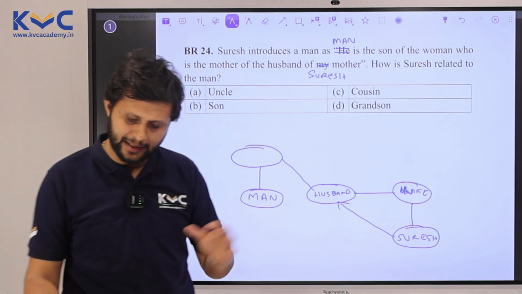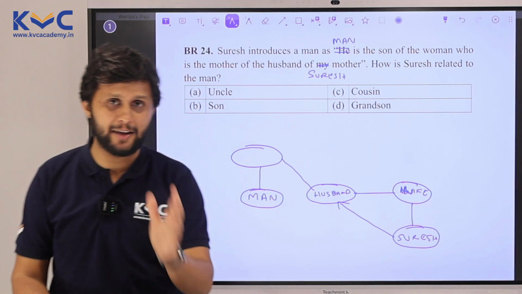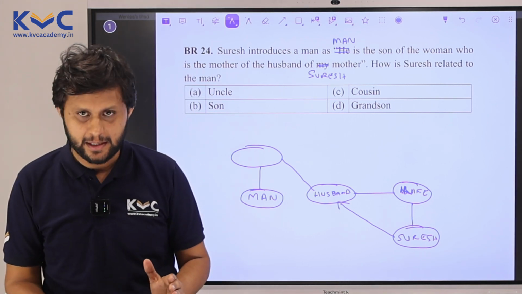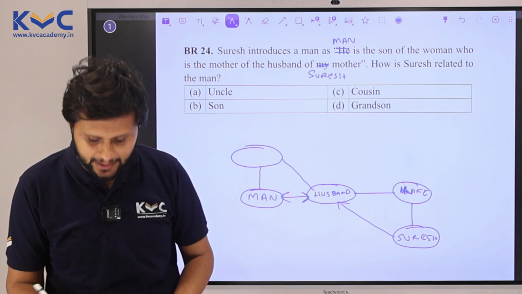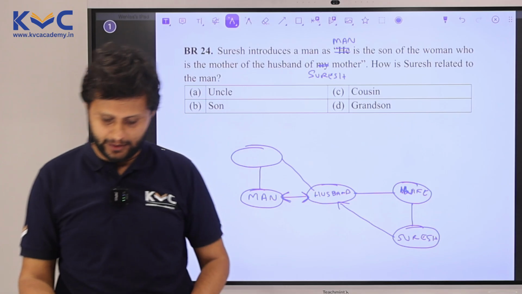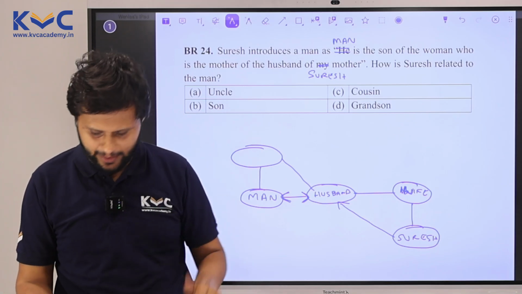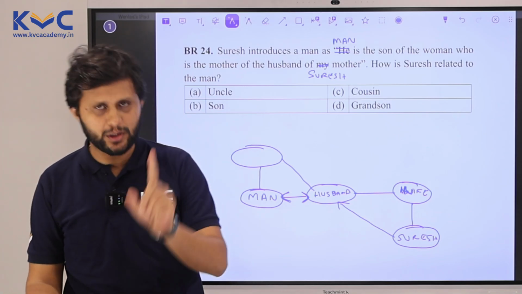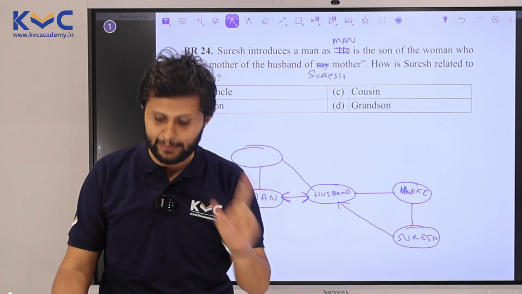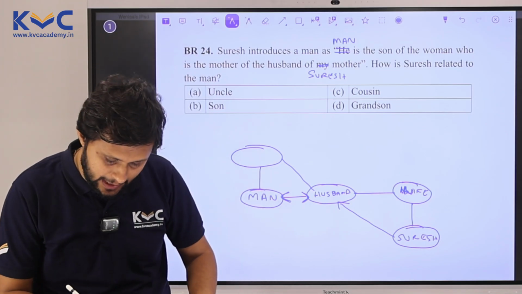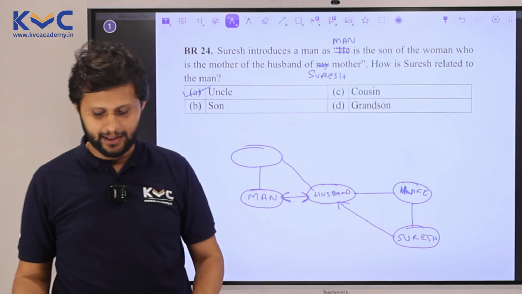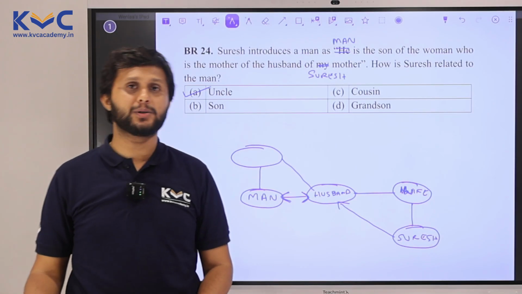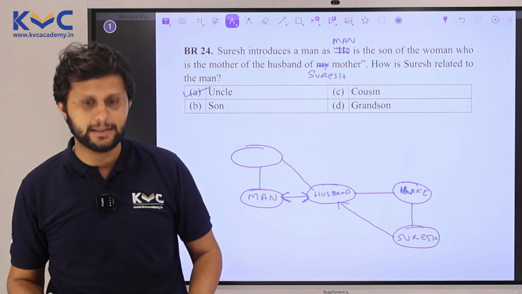Correct. Now, how is that man related? How is Suresh related to the man from man's point of view? If you see, basically these two are siblings. Man and husband are siblings. Okay, man is definitely male for that matter. So siblings. We are talking about father's sibling. Father's sibling is uncle when the person involved is the man. That's question number 24. Option A, uncle is the right answer.